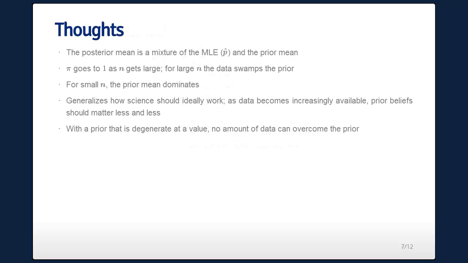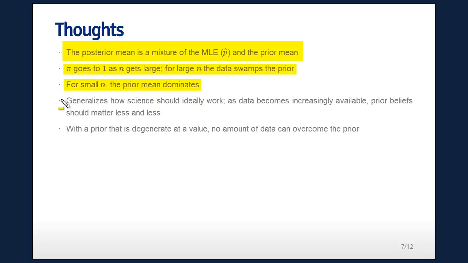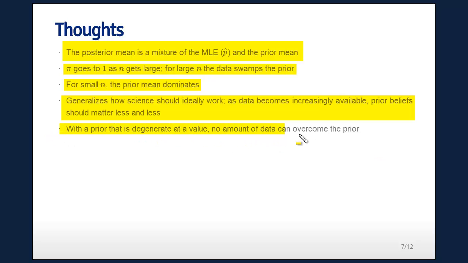So I have this summarized right here. The posterior mean is just a mixture of the MLE and the prior mean. And pi goes to 1 as n gets large. For large n, the data swamps the prior. For small n, the prior mean dominates. You can think of this as generalizing how science should ideally work. As data becomes increasingly available, prior beliefs should matter less and less. With a prior that's degenerate at a value, if we make the variance of the beta distribution 0, then no amount of data can overcome the prior.